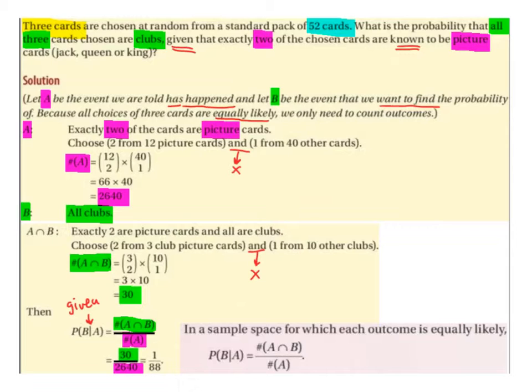Now we use our formula. So we know that all the events are equally likely. We can choose any card from the pack of 52. So we're going to use this formula. So the probability of B given A is the number of elements in the intersection divided by the number of elements in A. So we have 30 divided by 2,640, which is going to be 1 over 88. So the probability that all 3 cards are clubs, given that exactly 2 of the chosen cards are known to be picture cards, is 1 over 88.